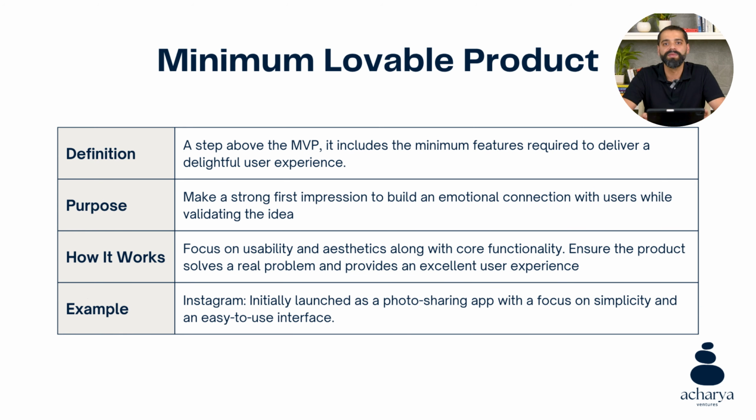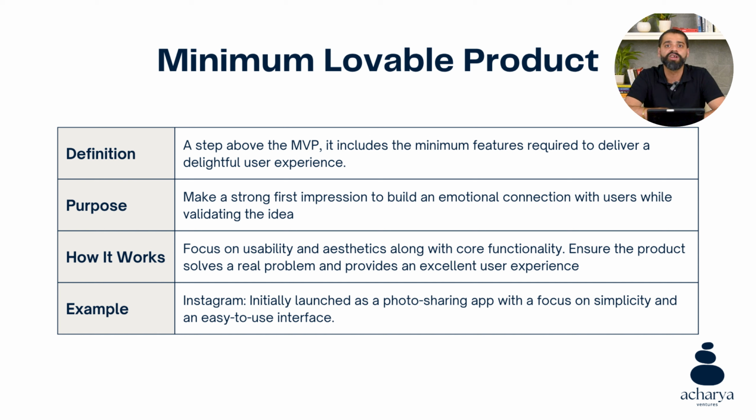The next is a minimum lovable product. A minimum lovable product is used when you want to create a little bit of emotional connection with your users. It goes a step above the MVP. It includes the minimum features, yes, but it also tries to deliver a product that delights the users. You want to make them feel good. So this is why it's called a minimum lovable product.